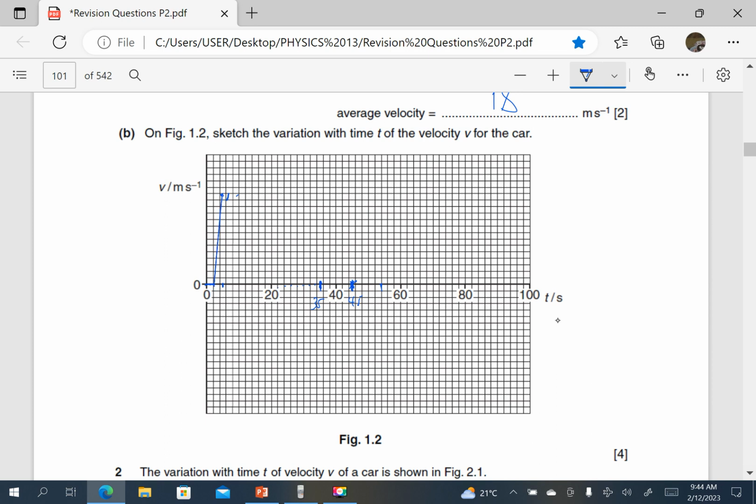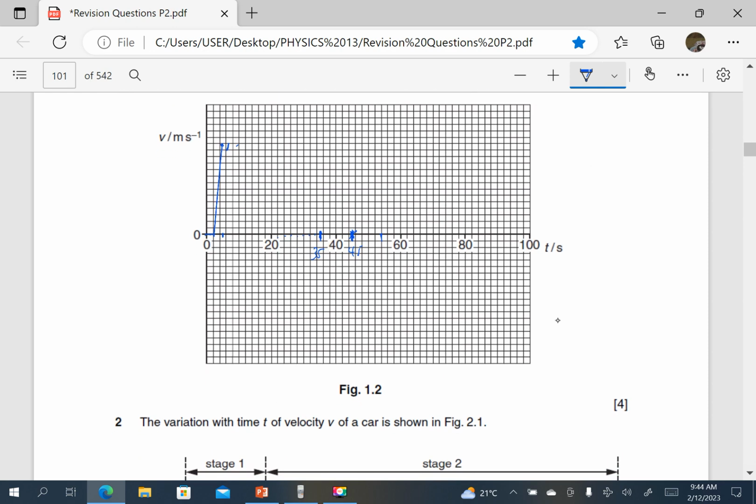Okay, so that is between around 2 to 2.5. There is an increase in velocity, then it becomes constant. It becomes constant at 2.5. Is it 2.5 seconds? That is 5. At 5, it becomes constant until 35. So I'll draw a horizontal line until we reach 35.